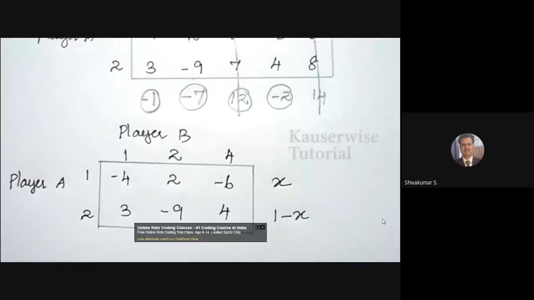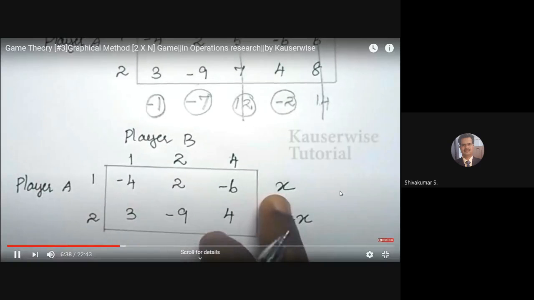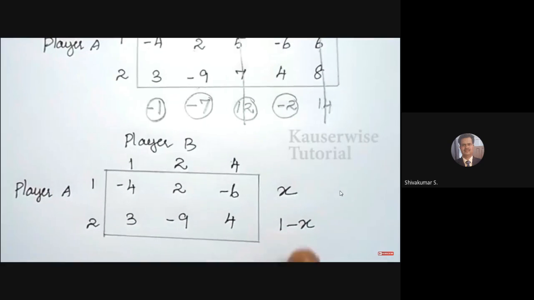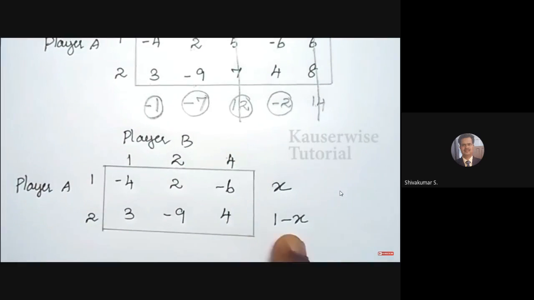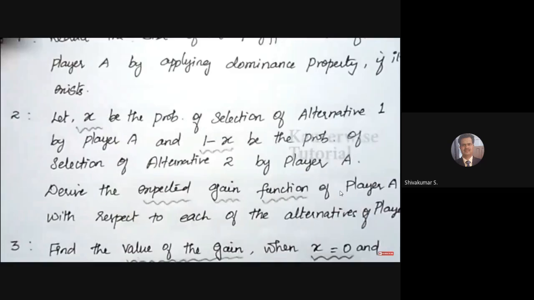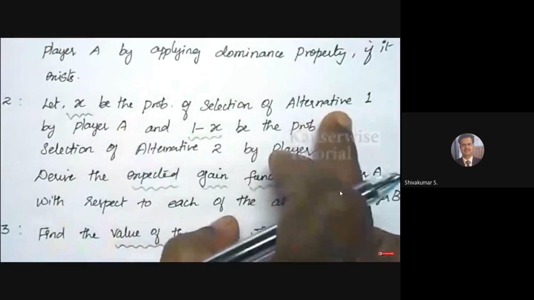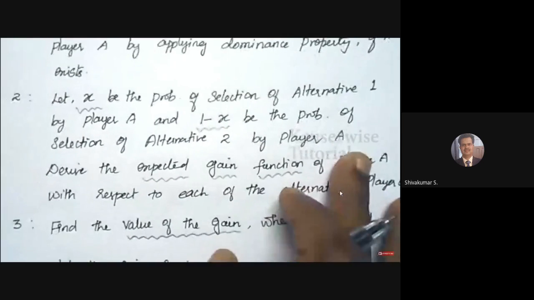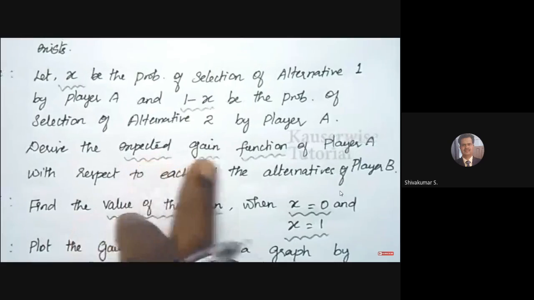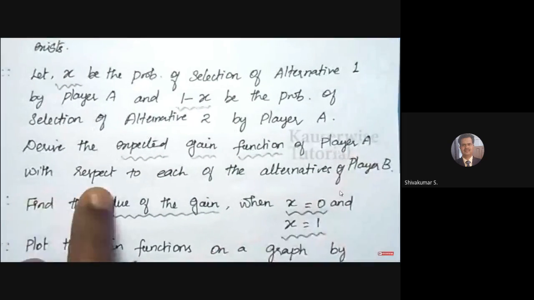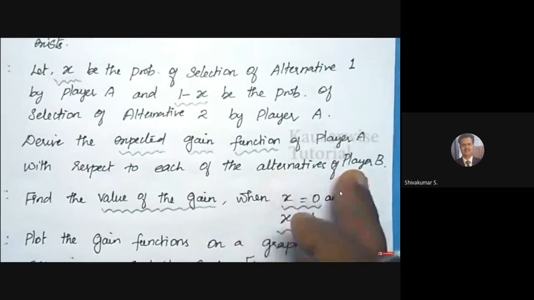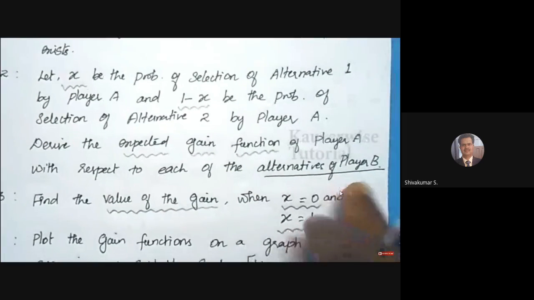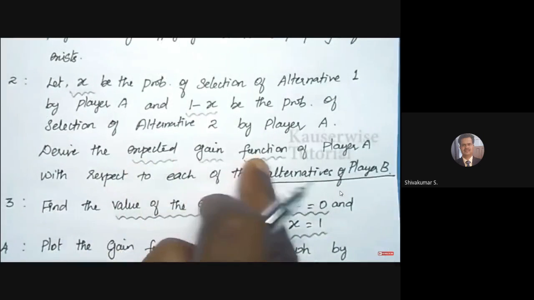Again I repeat, we need to take X as the probability of the selection of the first strategy by player A, and 1 minus X be the probability of selection of the second strategy by player A. Look at the algorithm. With this, you need to derive the expected gain function of player A with respect to each of the alternatives of player B. B has got 3 alternatives, no? For each and every alternative, we need to find the expected gain function of player A.